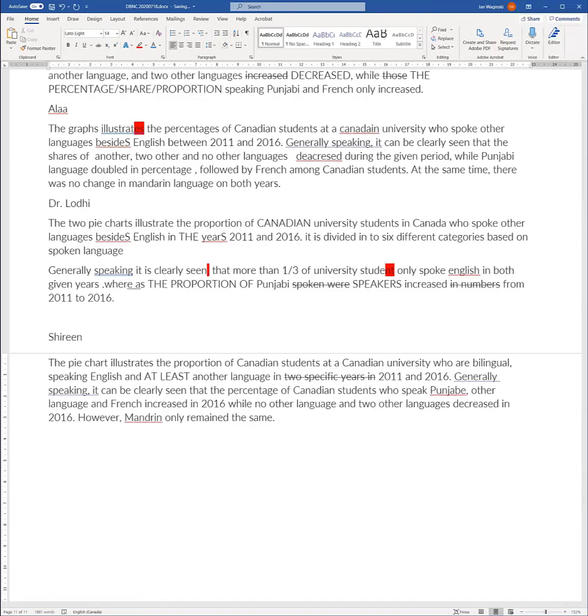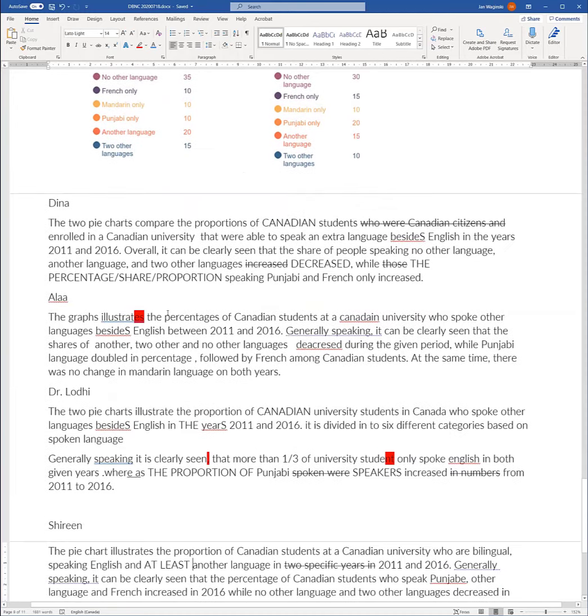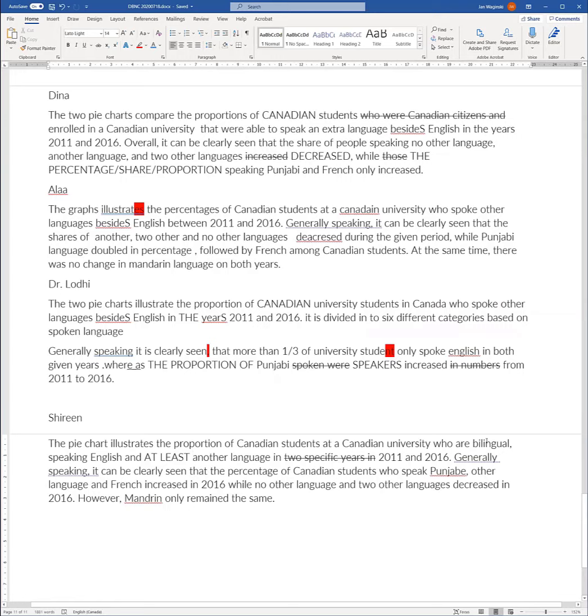Yeah, got it. And Mr. Yan, there is one category, there is no other language. So how can we say bilingual? In the first line. Because the purpose of the chart is to show how many bilingual speakers there are or trilingual. It says the charts below show the share of Canadian students at a Canadian university who spoke other languages besides English. It doesn't say who, including those who didn't speak any other languages. So it's just that the percentage of no other languages has to be there for all the other ones to make any sense. If we say bilingual, which means only two languages, but there is one group, two other languages, so they will speak three languages. That's right. I think. Or bilingual or trilingual. Yeah. We could put that.